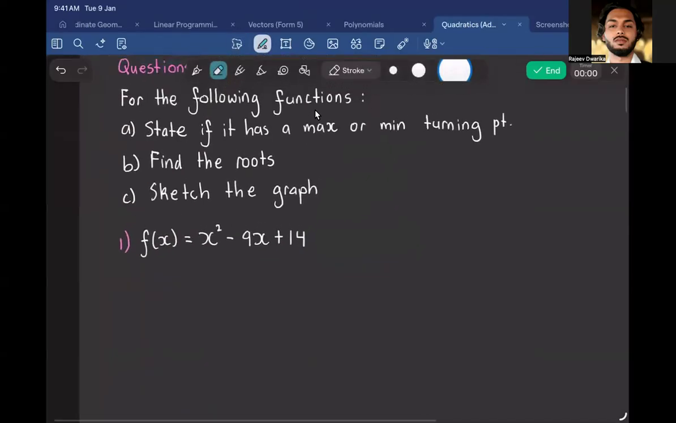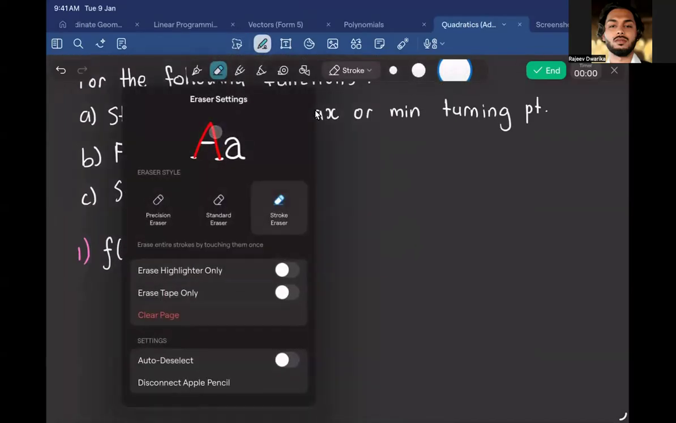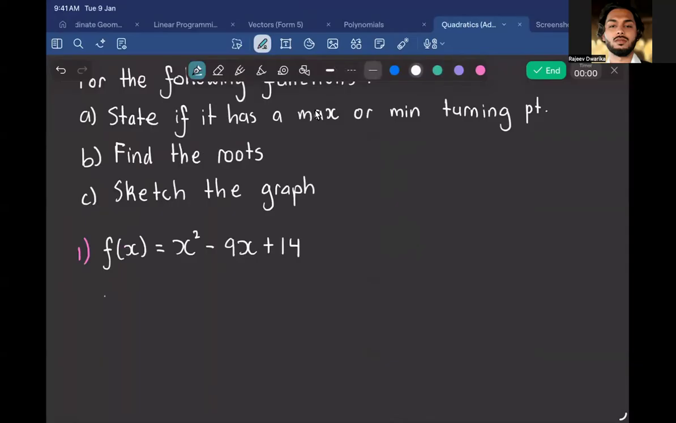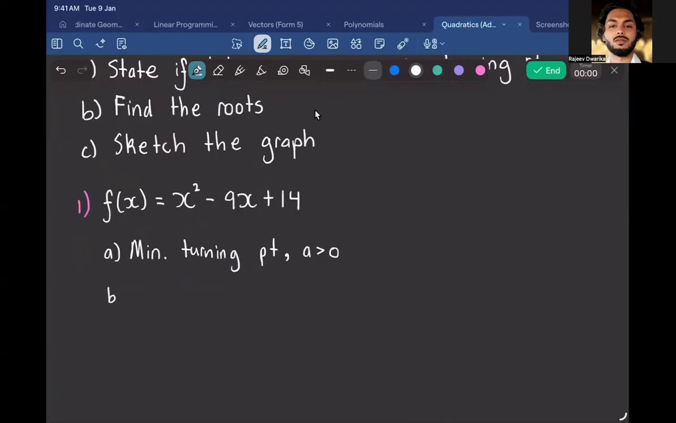First question. State if it has a maximum or minimum. What's the answer for that? A minimum because the a value is more than 0. A minimum turning point, right? Because a is more than 0. Nice.